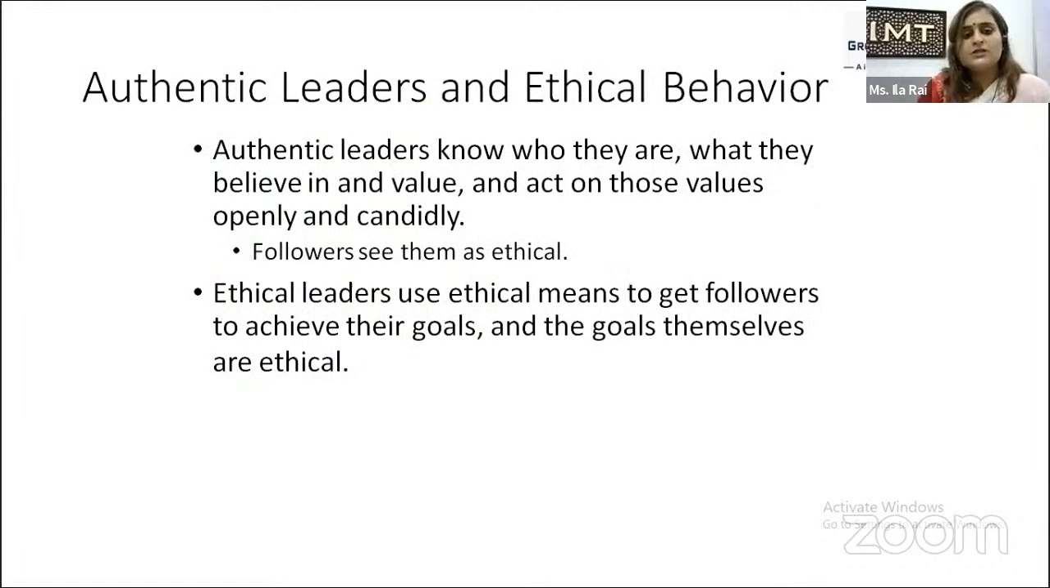There is also the concept of authentic leader and ethical leader. Ethical leaders are those leaders who use ethical means to get followers to achieve their goals. And authentic leaders are those leaders who know who they are, what they believe in, and act on those values openly and candidly.